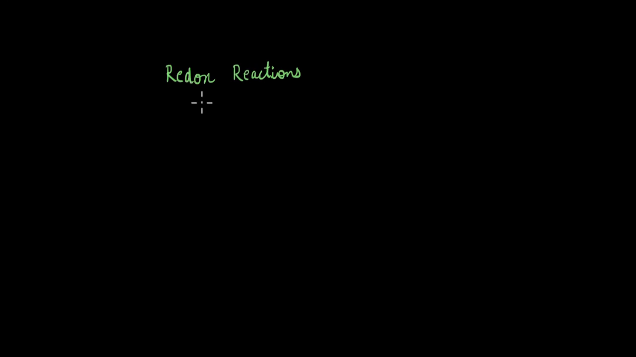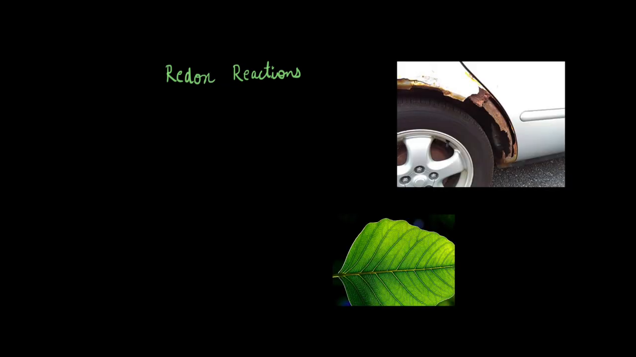We are going to be looking at redox reactions in this video. And this name may sound a little bit unfamiliar to you right now, but you know of some reactions that happen around you that are redox reactions. One very common example is rusting, which you would have seen in cars or on your bicycles that look something like this. And rusting is a good example of a redox reaction.